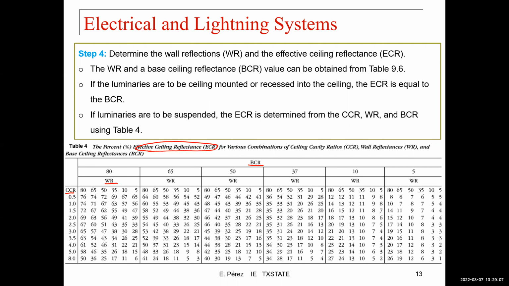So we'll see that with an example, just guiding you through the process. If the luminaries are to be ceiling mounted or recessed into the ceiling, the ECR is equal to the BCR. If luminaries are to be suspended, the ECR is determined from the CCR, WR, and BCR using this table. Keeping track of all these factors is important because at this point, you're going to be using all of them.